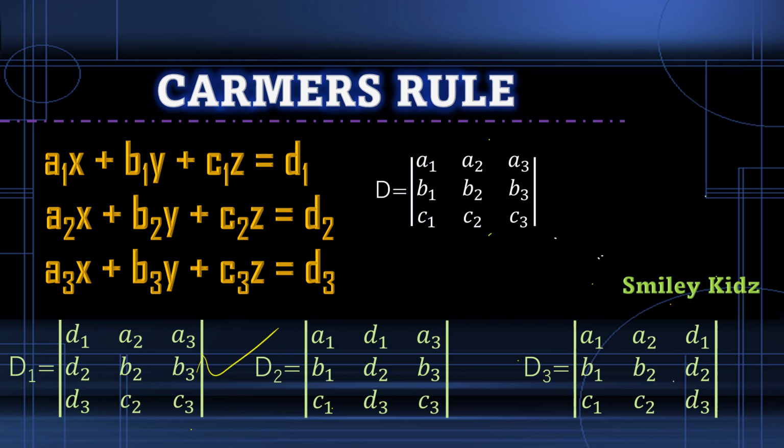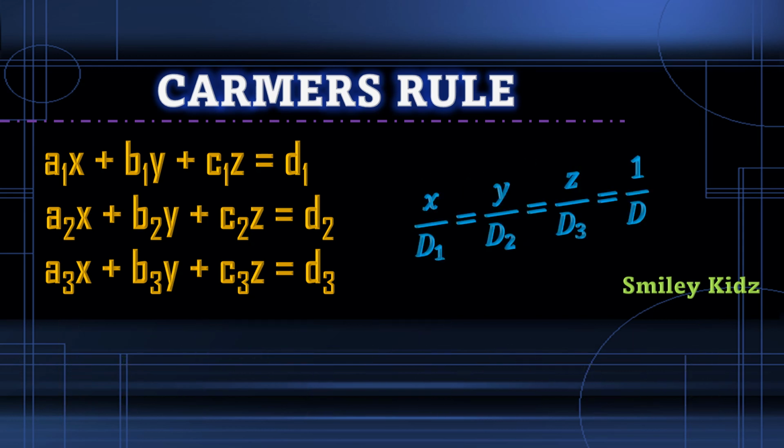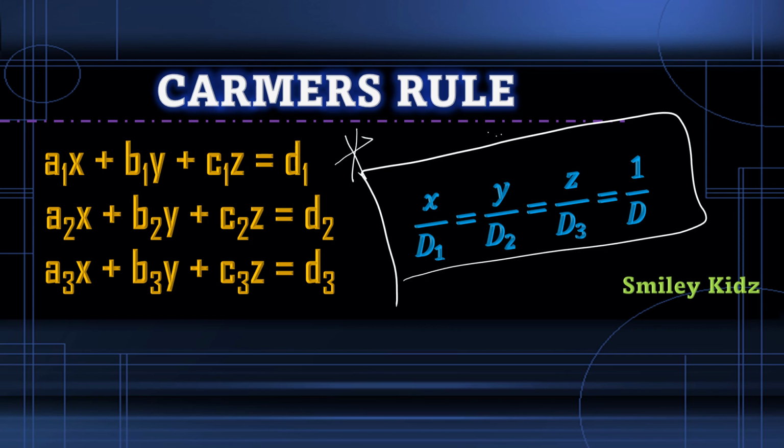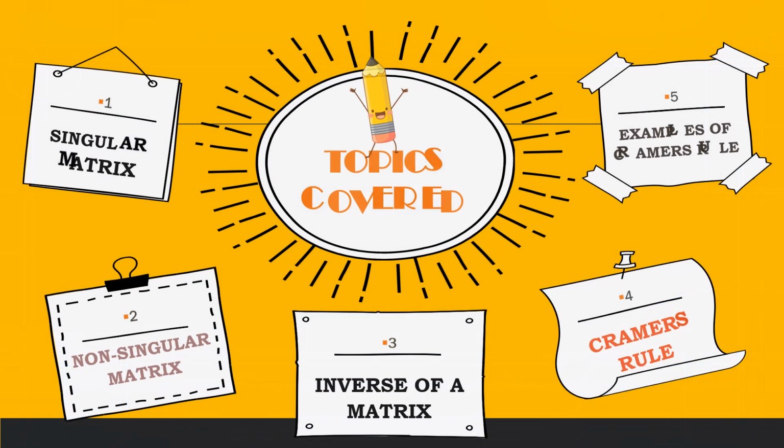Alright. Now that we found the determinants of 4 matrices, let's see what to do next. Once you're done with finding all the determinants, here you will have the formula. This is Cramer's rule. By this, you can find x, y, z at any time. Fine. Now, by using this formula, let's implement an example. Examples of Cramer's rule. And then we are going to see consistency and inconsistency of Cramer's rule.